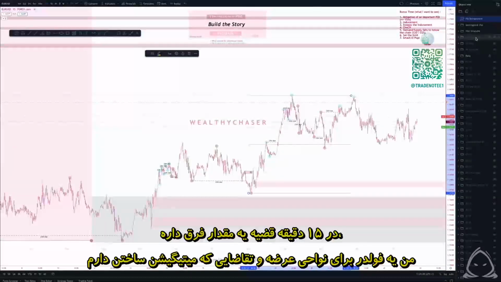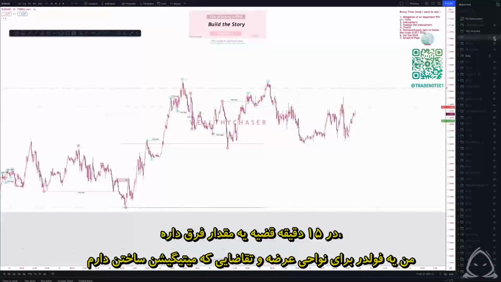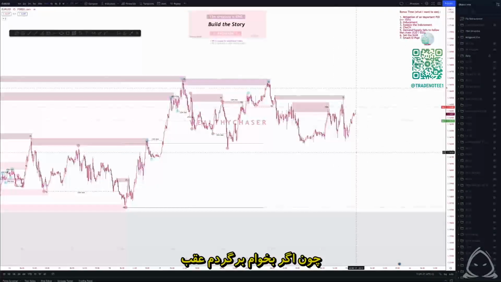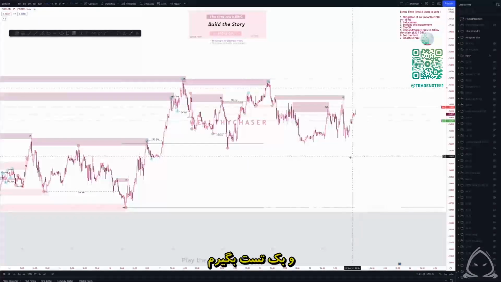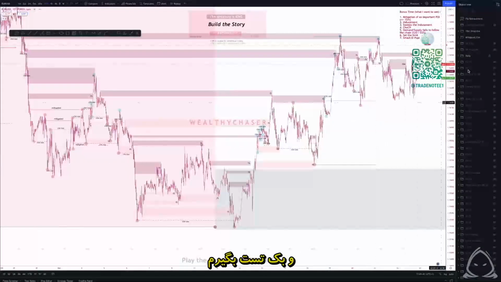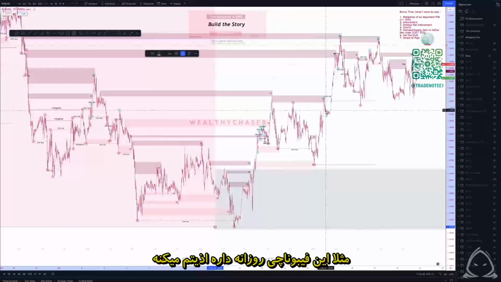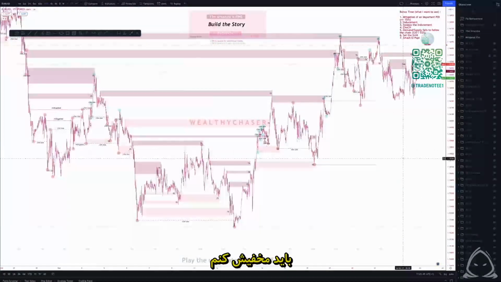On the 15 minute, there's a slight difference. I have one folder for mitigated supply and demands. And why is this? Because for instance, if I would like to go back in price and backtest, it's always easier. So imagine this fib here from the daily is really messing with me. I just need to unhide it and that's it.